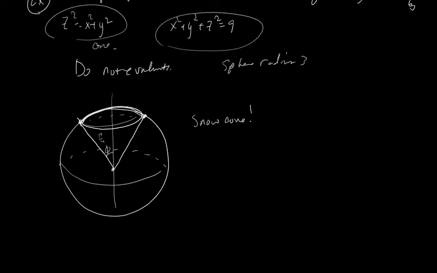Now theta. This guy's going all the way around, right? So theta is clearly going to be 0 to 2 pi. So we've got phi equal to pi over 4, and we've got theta between 0 and 2 pi.